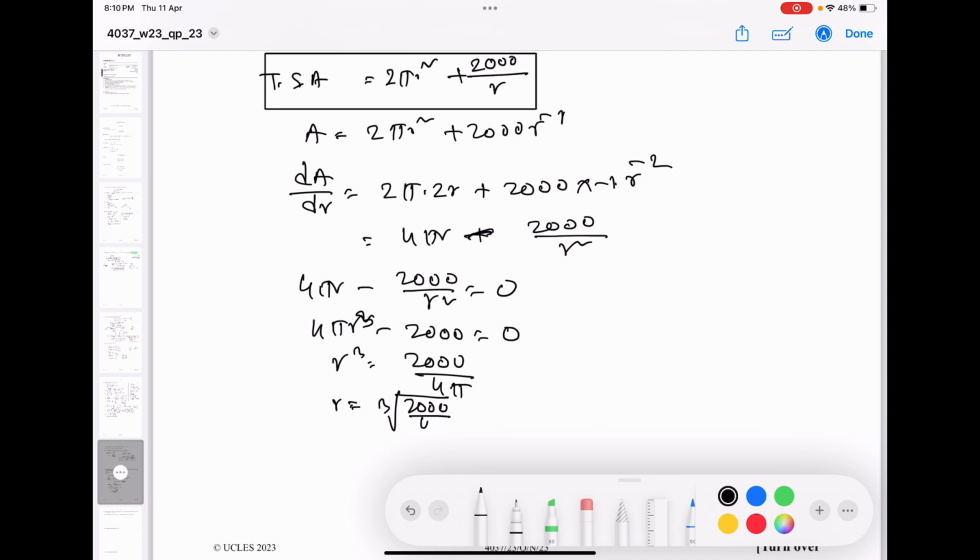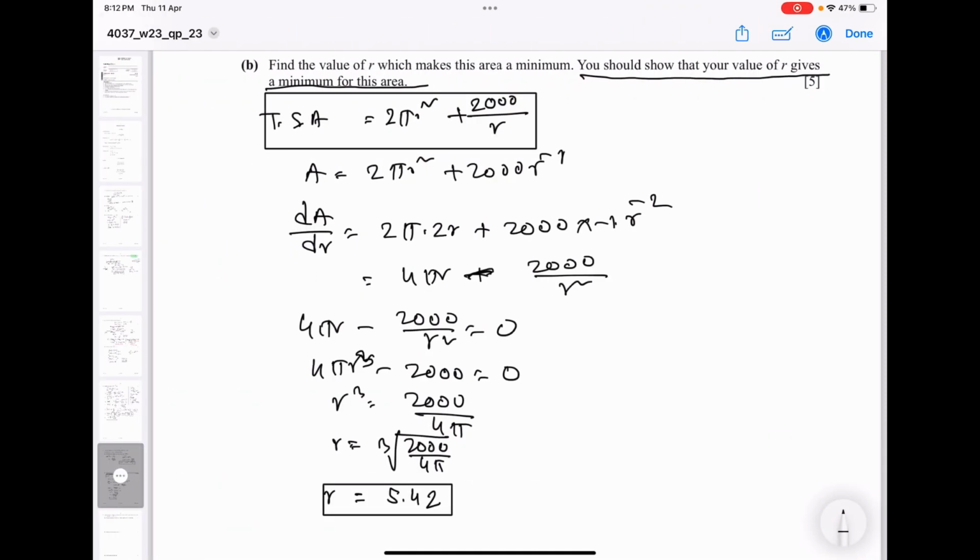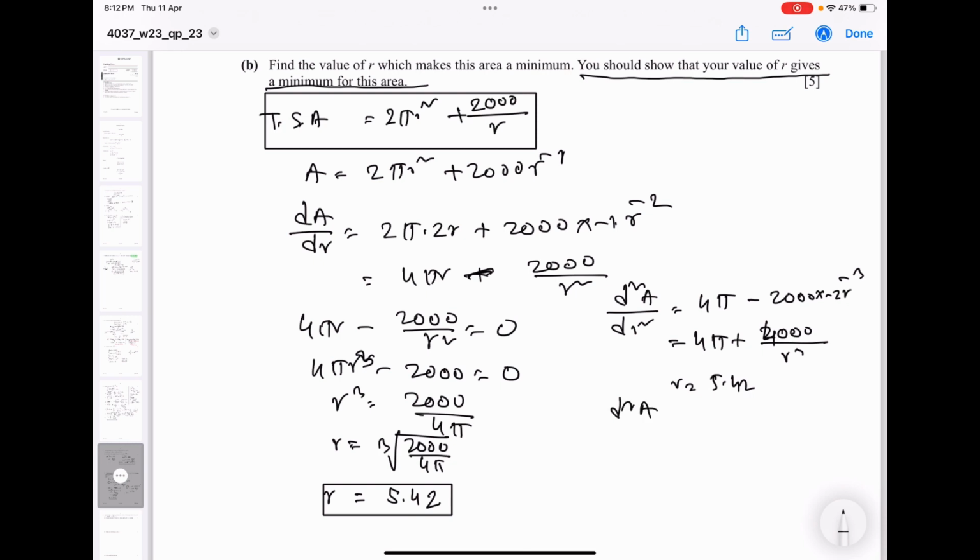2000 divided by 4 pi, and if we use a calculator, r is about 5.42. Now d squared A by dr square equals 4 pi minus 2000 into minus 2 r to the power minus 3, that is 4 pi plus 4000 divided by r cube. If I put the value r equals 5.42, d squared A by dr square is obviously greater than 0. Hence the area is minimum.